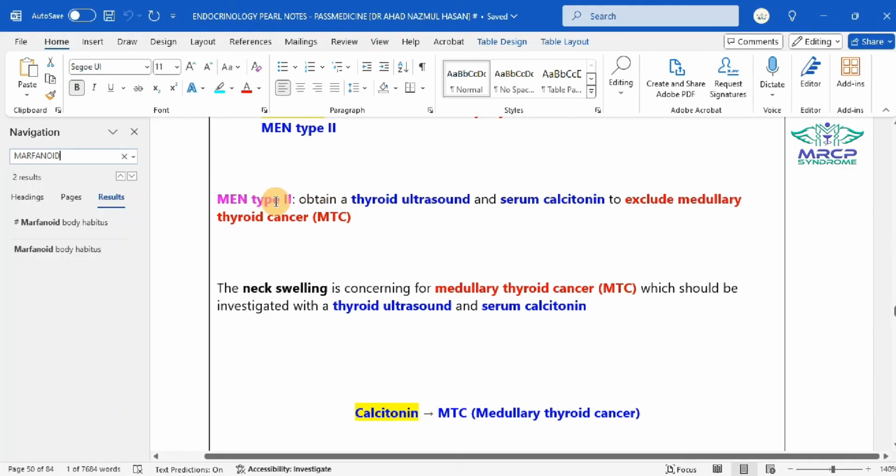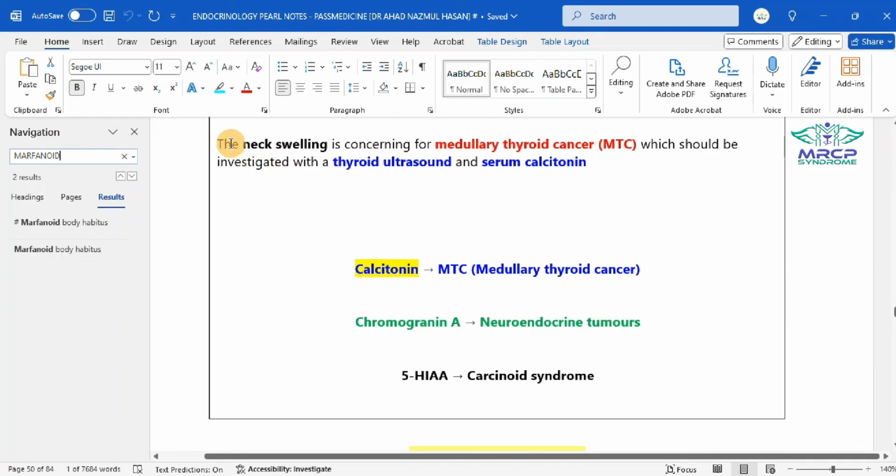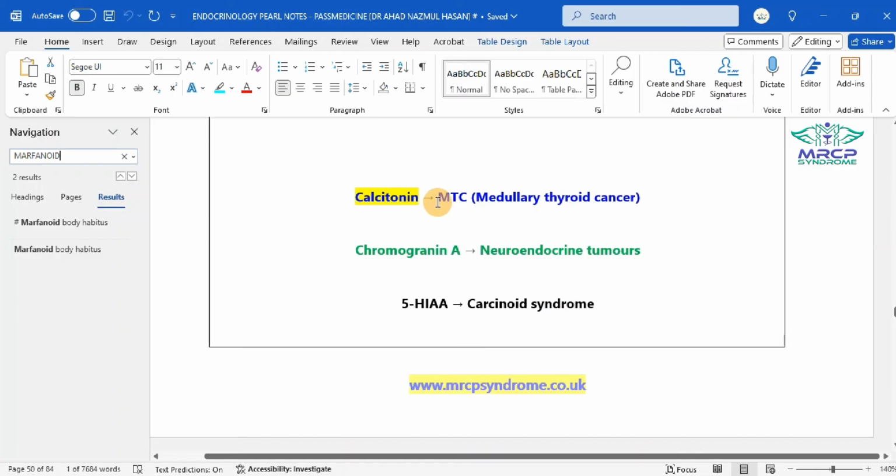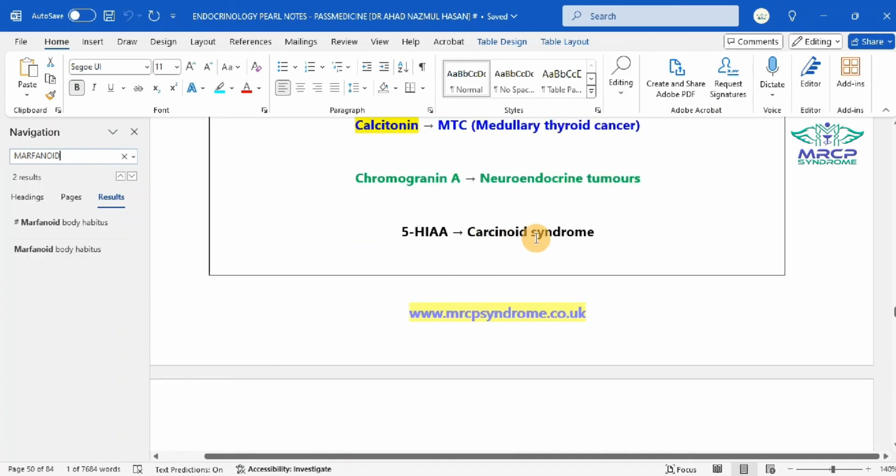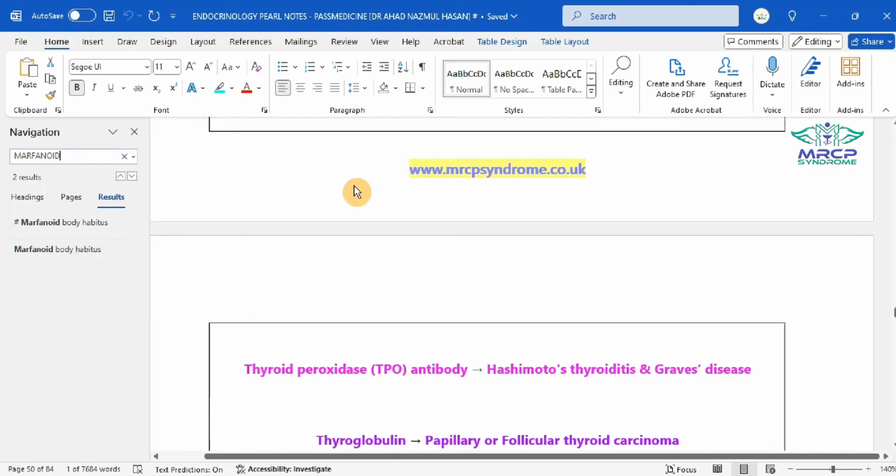So whenever MEN type 2 is suspected, obtain a thyroid ultrasound and serum calcitonin to exclude medullary thyroid cancer. The neck swelling is concerning for MTC, which should be investigated with a thyroid ultrasound and serum calcitonin. So whenever MTC is suspected, go for calcitonin. Whenever neuroendocrine tumor is suspected, go for chromogranin A. And for carcinoid syndrome, the screening test is 5-hydroxyindoleacetic acid.